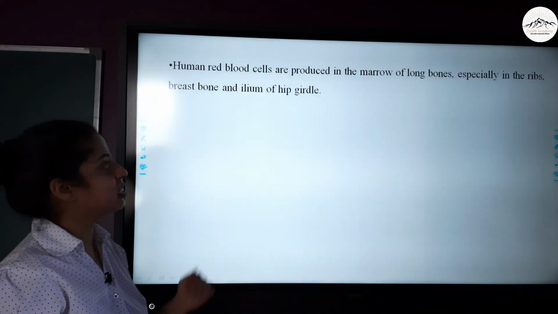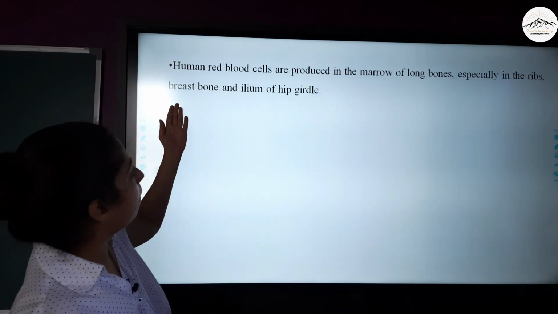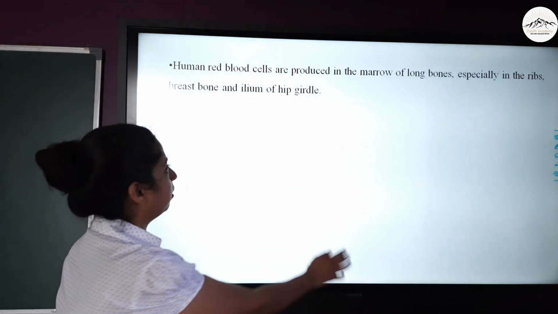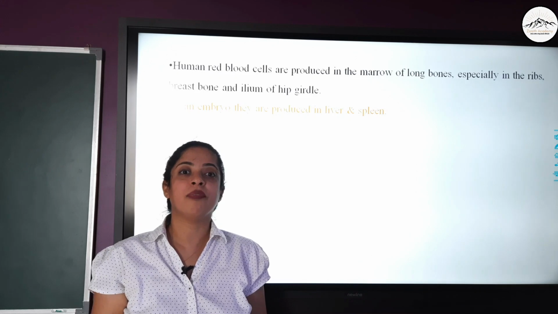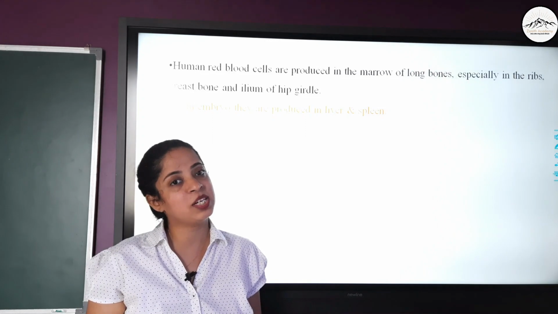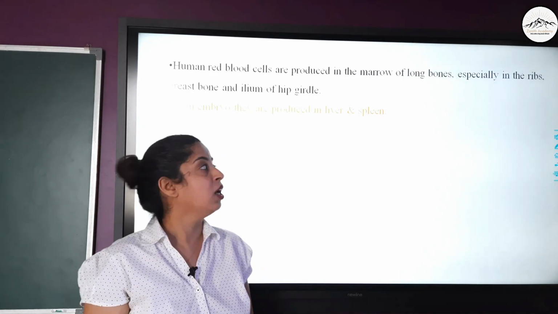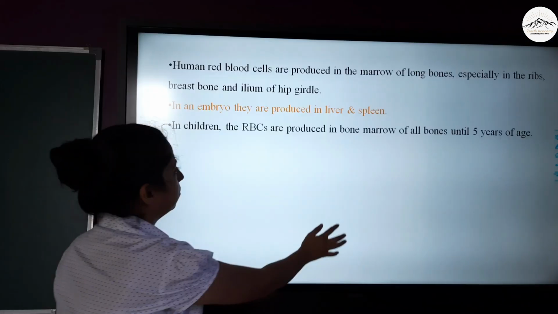So human red blood cells are produced in the marrow of long bones, as I already told you, especially in the ribs, breastbone and ileum of the hip girdle. In an embryo they are produced in the liver and spleen. Before the fetus stage, when the baby has not yet developed bones, it still needs red blood cells. So where are these red blood cells formed? They are formed in the liver and spleen. In children until around 5 years of age, RBCs are not only formed in the bone marrow of long bones, but in all the bones of their body.